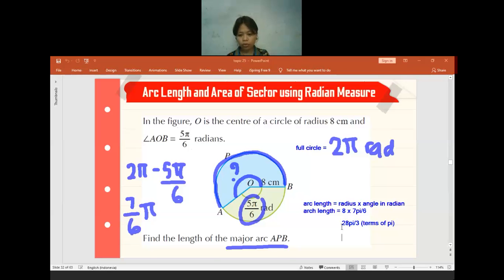Or it can be simpler, 14 pi by 3. Or does anyone get a different answer from me? 14.66? Is it? How come I got a different answer? I got 29.3. Did you put your calculator into radian mode?